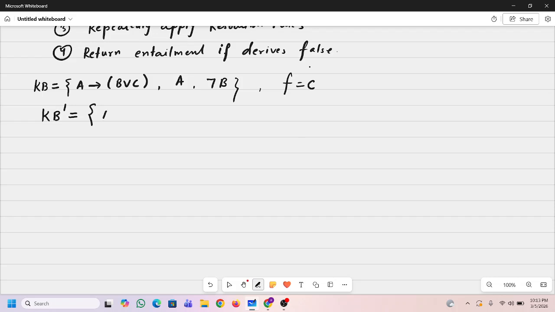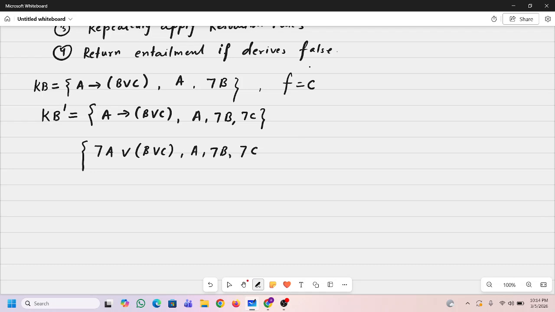So we will add negation of C to the KB, and therefore our KB becomes KB dash, which is A implies B or C, then A, negation of B, and negation of C is also added to it. Now we know how to break this implication, so we can write negation of A or B or C, then A, then negation of B, and then negation of C. Now repeatedly we need to apply resolution rules.